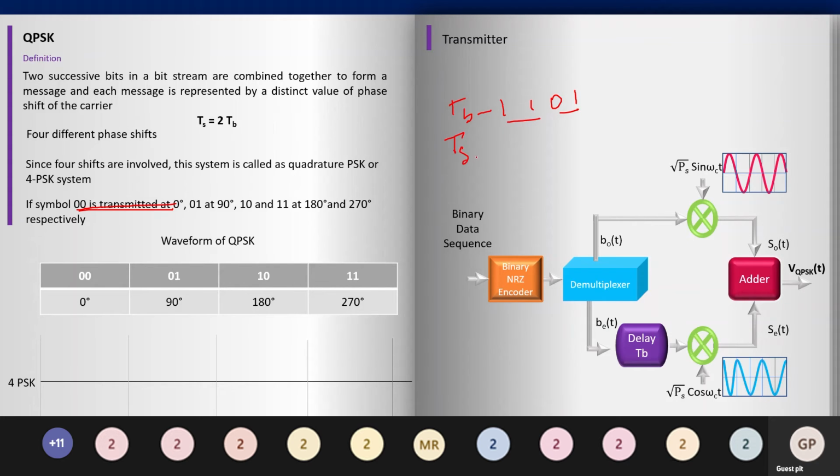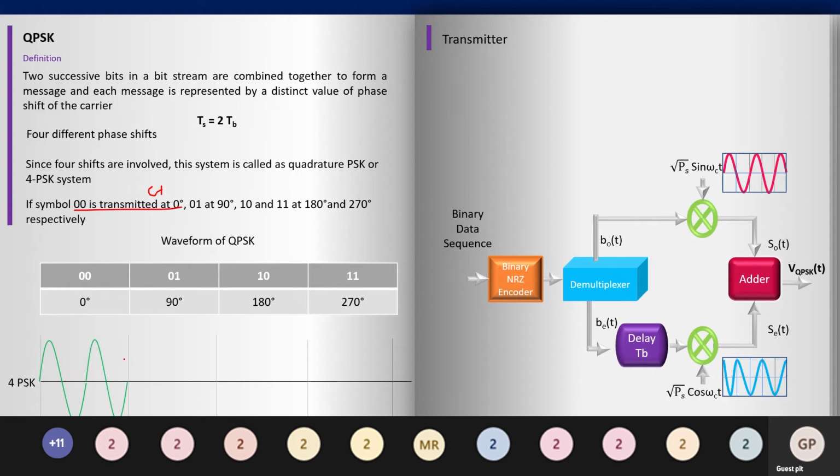So this will be a single bit duration. And as you can see, 0 0 means 0 degree will be transmitted, 0 1 means 90 degree, 1 0 means 180 degree, 1 1 means 270 degrees respectively. So with the help of the diagram, we'll see that now. Here we got the data 0 0. The carrier should be added with 0 degree. So the 0 degree waveform will look like this.